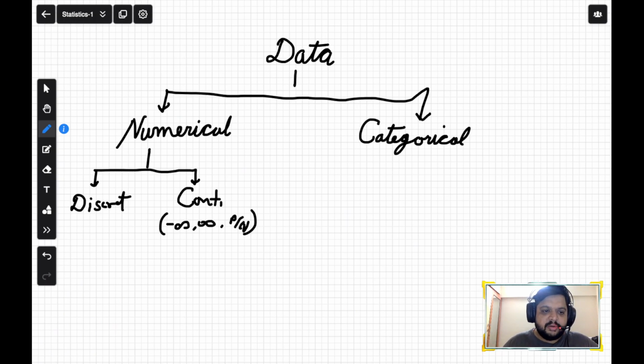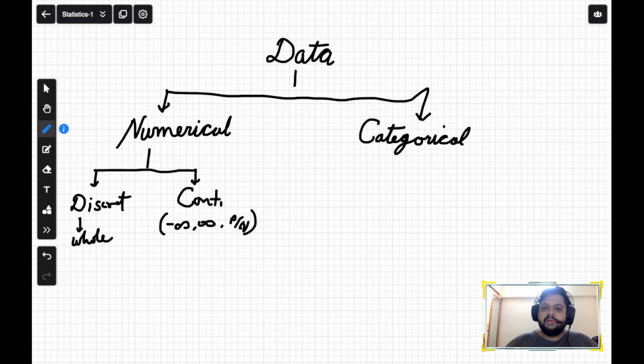Whereas if we go about the discrete, it's always talking about whole numbers. When we say whole number, you can consider the basic example of the number of children. So the number of children will be either 1 or 2. There can't be 1.1 or 1.2 or 1.3. Correct? So either the number will be discrete or it will be continuous.